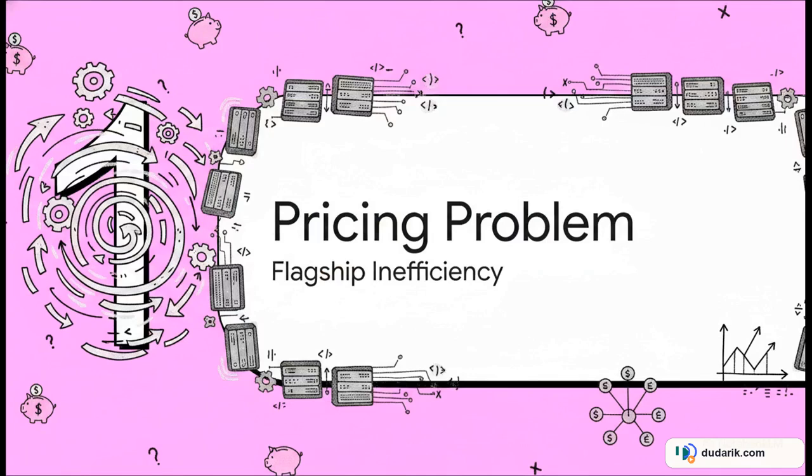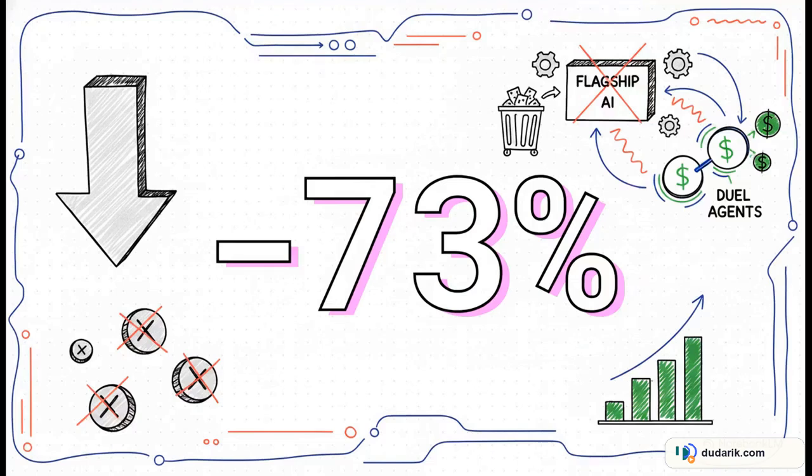Okay, jumping right into section 1, the flagship pricing problem. We really need to unpack this huge universal inefficiency that pretty much every developer faces right now when setting up their AI environments. Minus 73%. Crazy, right? According to data self-reported by the Duel Agents team, this is the massive amount of money you might literally just be wasting when you rely exclusively on flagship-only AI setups for your day-to-day coding tasks.